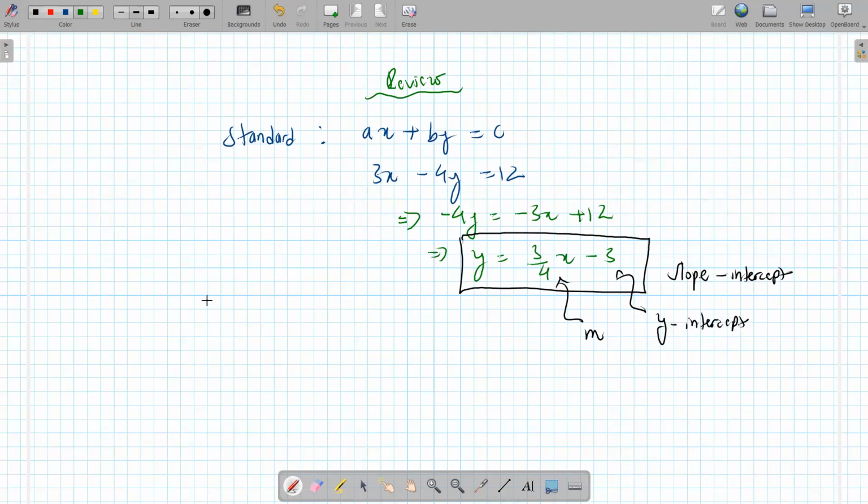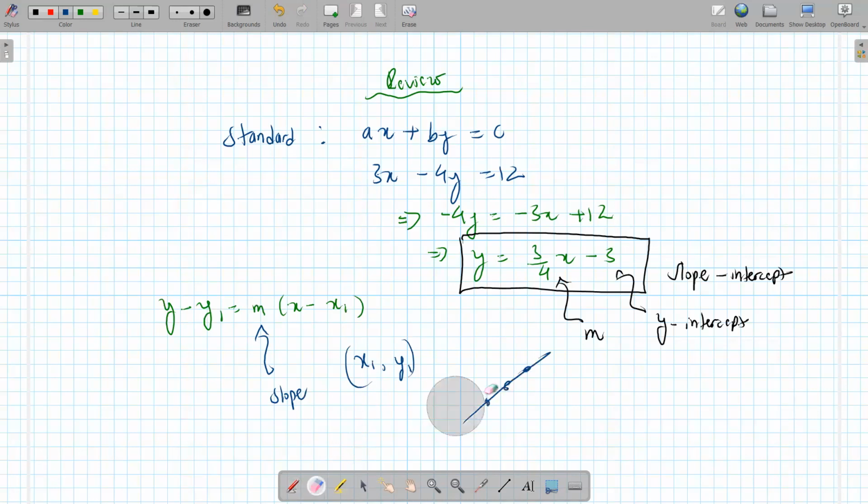Sometimes you're going to see this one as well. y minus y1 equals m bracket x minus x1. Now in this case, you have the slope, just like in the other equation, but you don't have a y-intercept here, mind you. You have a point, x1, y1, any point on that line. You plug that in there and that'll give you the equation.